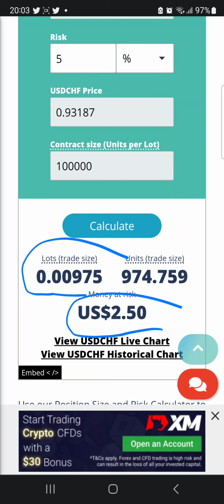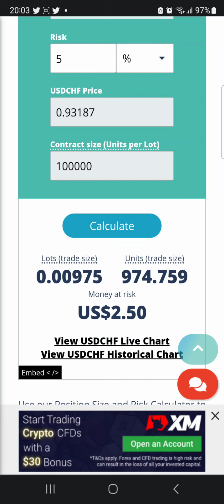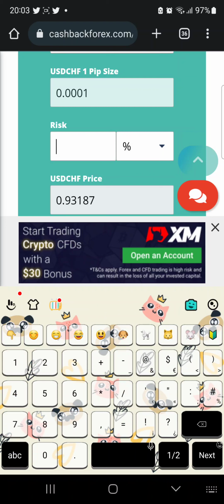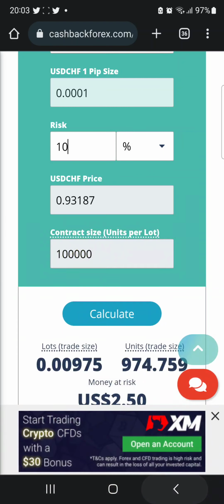So that is how it works. Basically, that is how it works. All right, so let's say you want to risk 10% of your $50. Now 10% of your money.